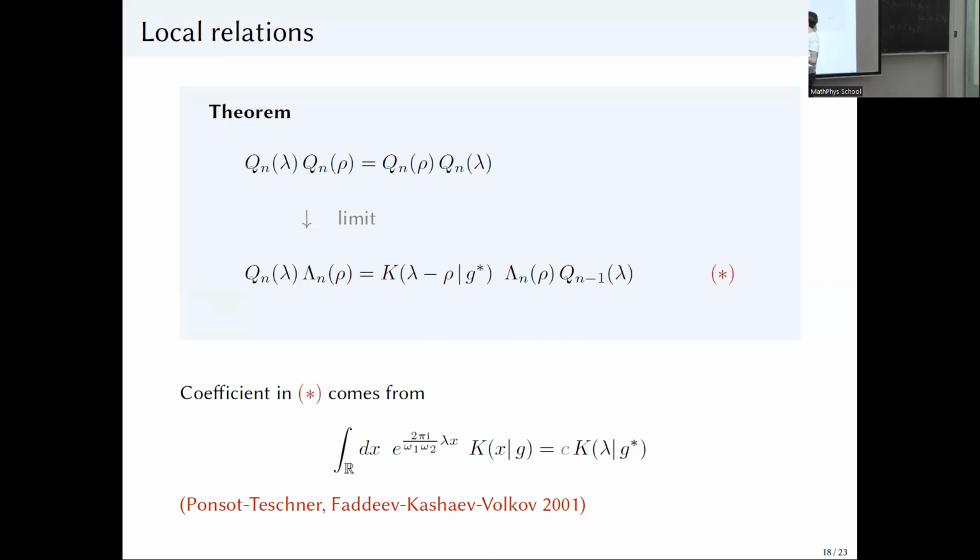So if you know the first relation, you can take a particular limit of it and obtain the second relation, which already contains Q and lambda operators in it. And this is the relation that we will need for the diagonalization of the Q operator. So it's a useful local relation, which was also there for the Toda chain, but there it was not this K function, but the gamma function.